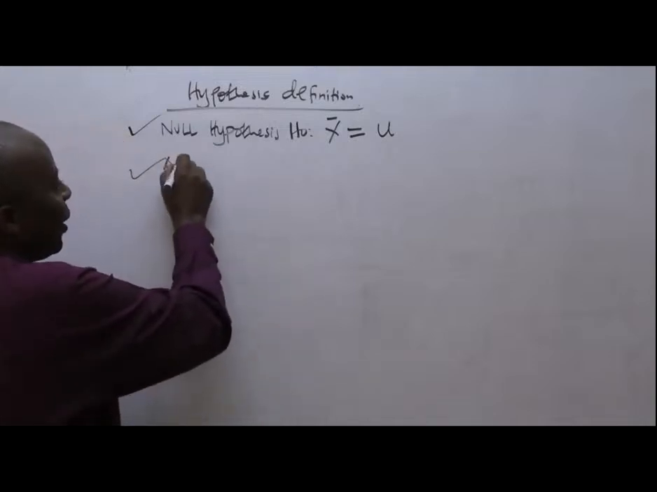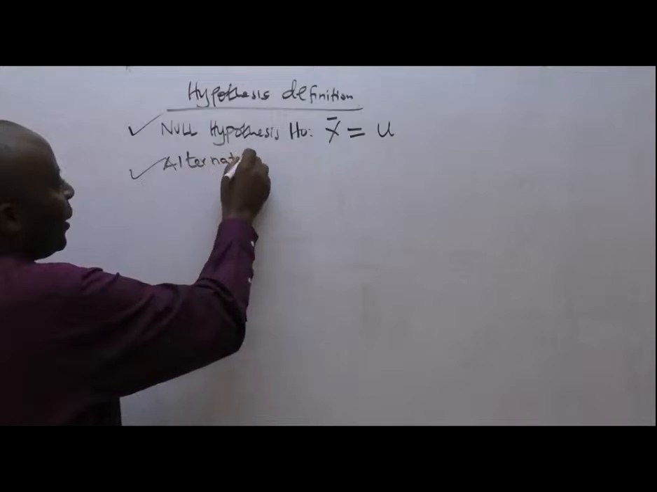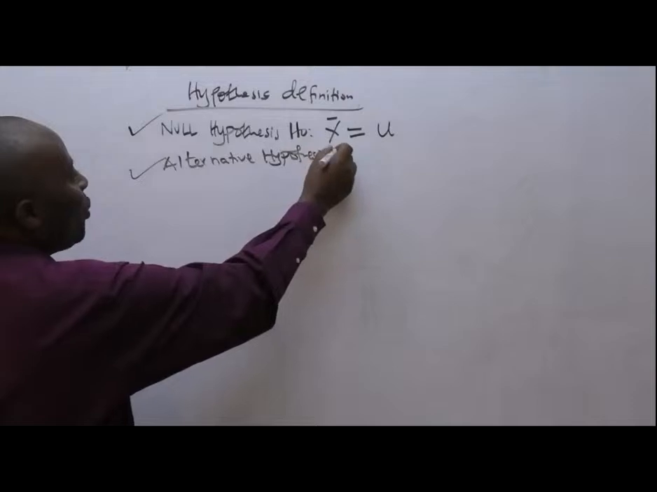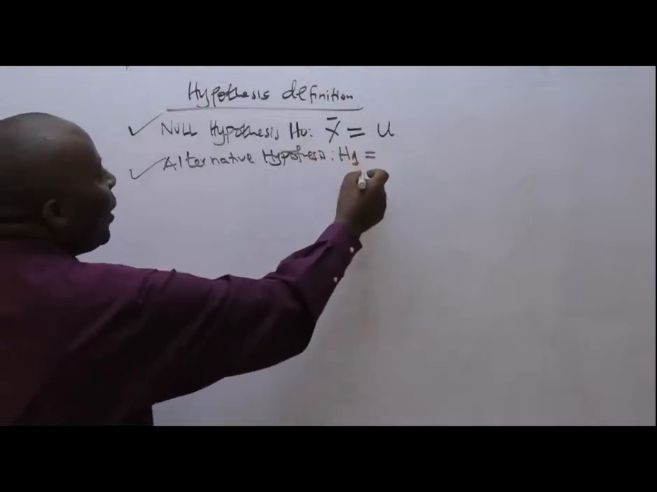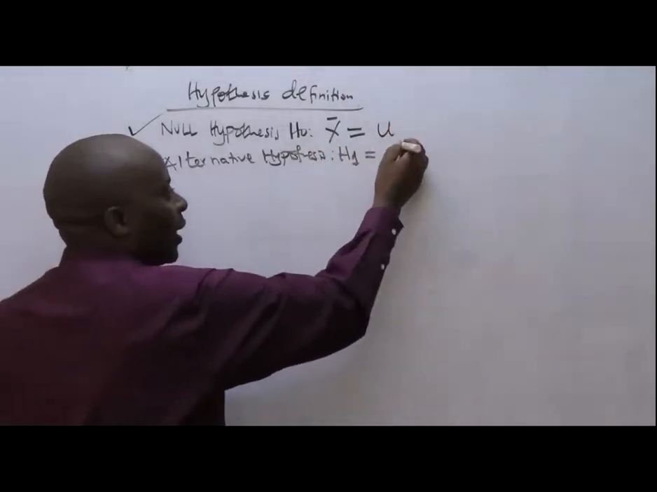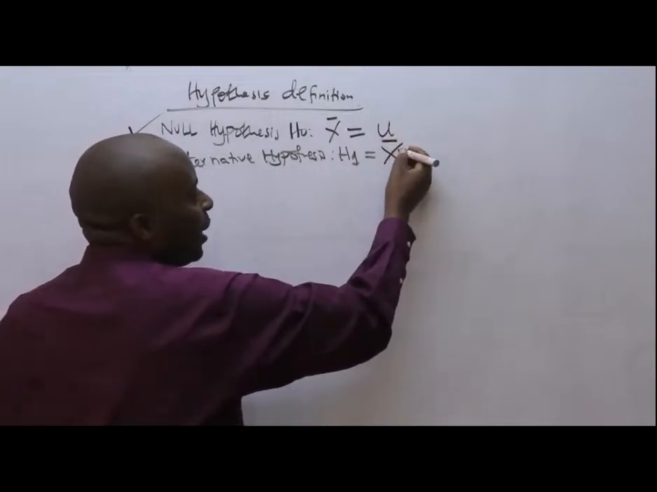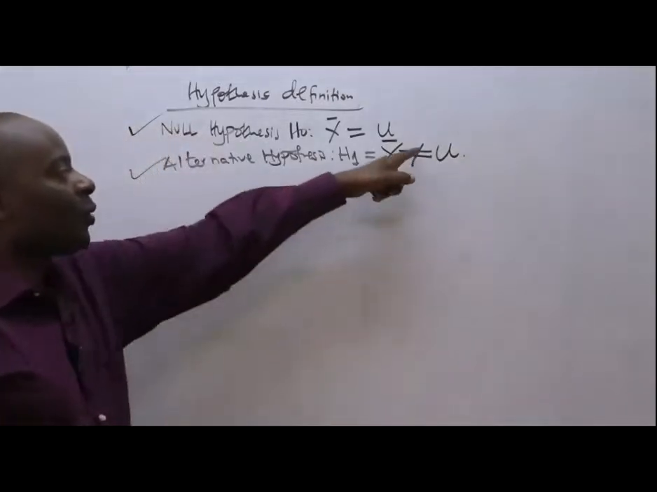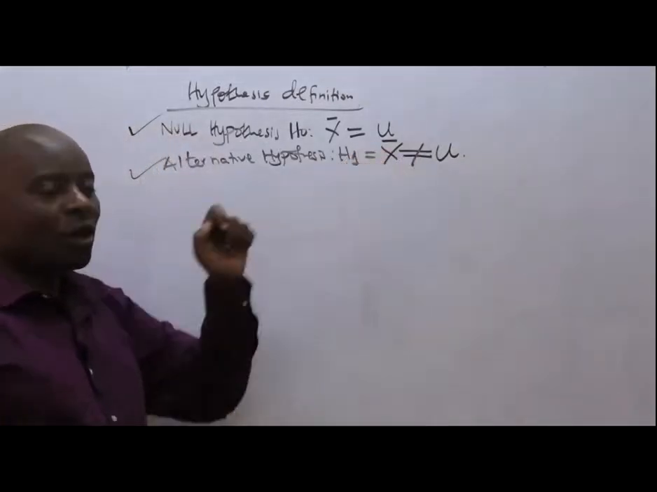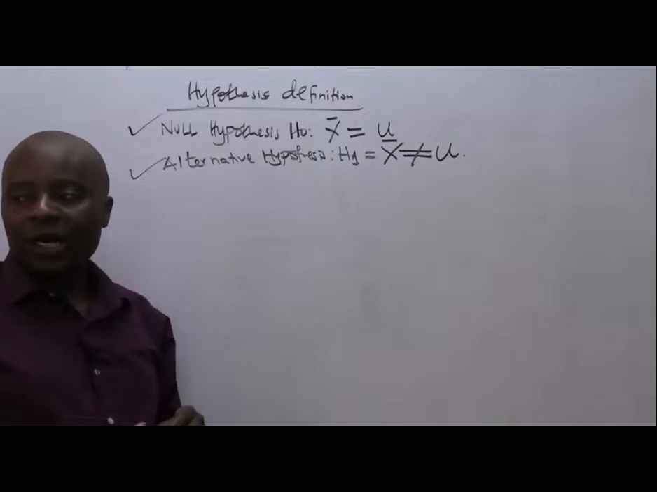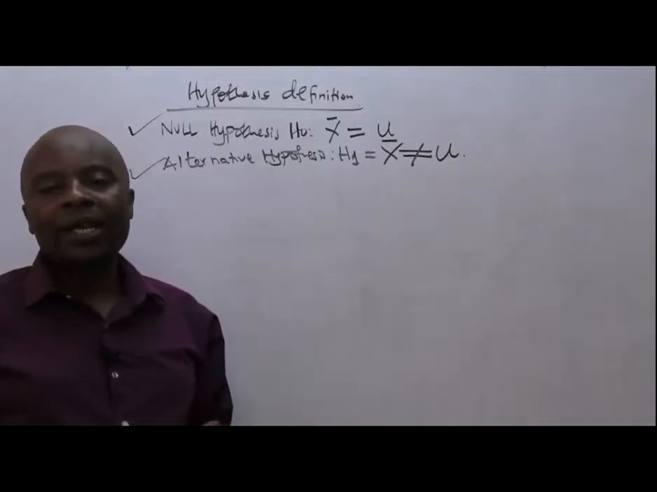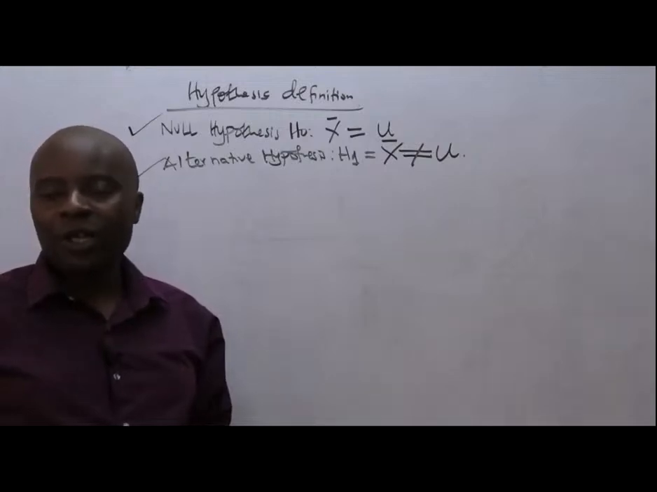So in this case, we have the alternative hypothesis. The alternative hypothesis, which will be H1, will be the one that is going to prove that the sample mean is not equal to the population mean. When you cross it like that, it means not equal. So X bar is not equal to mu.